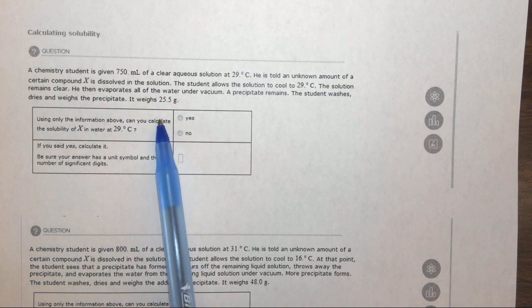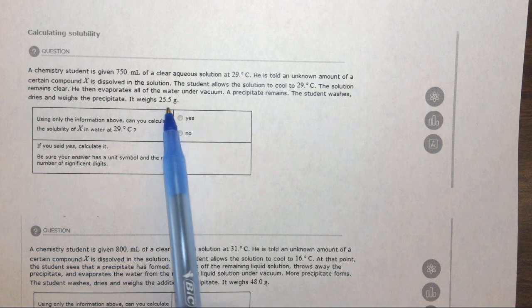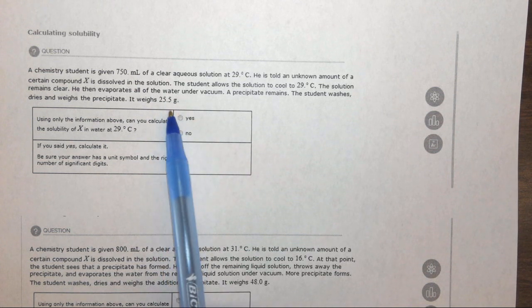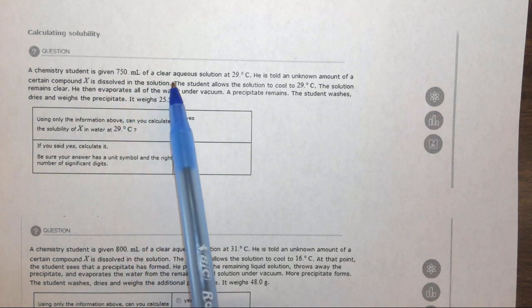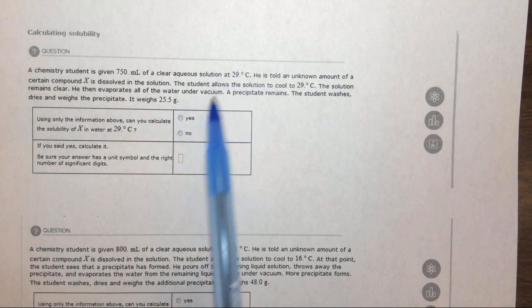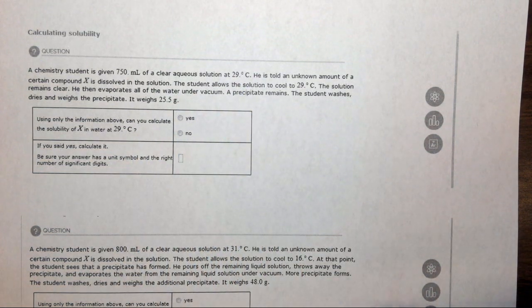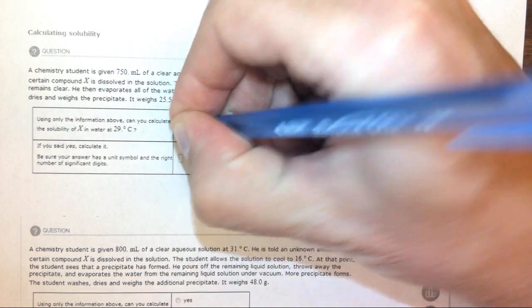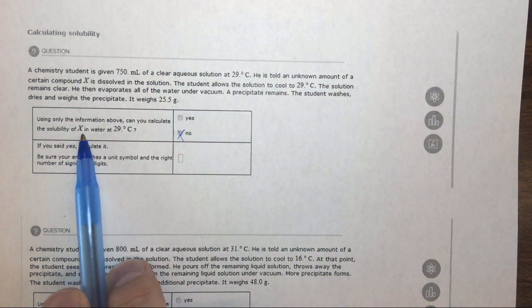Yes, we can. However, we can't actually calculate the solubility because maybe 26 grams, maybe 150 grams can dissolve in that 750 milliliters of water. We don't know because it's a clear aqueous solution. There's no precipitate in the original solution that gives us an indication that we've hit the saturation point for the solution. So in this case, it is impossible to determine the solubility of X.